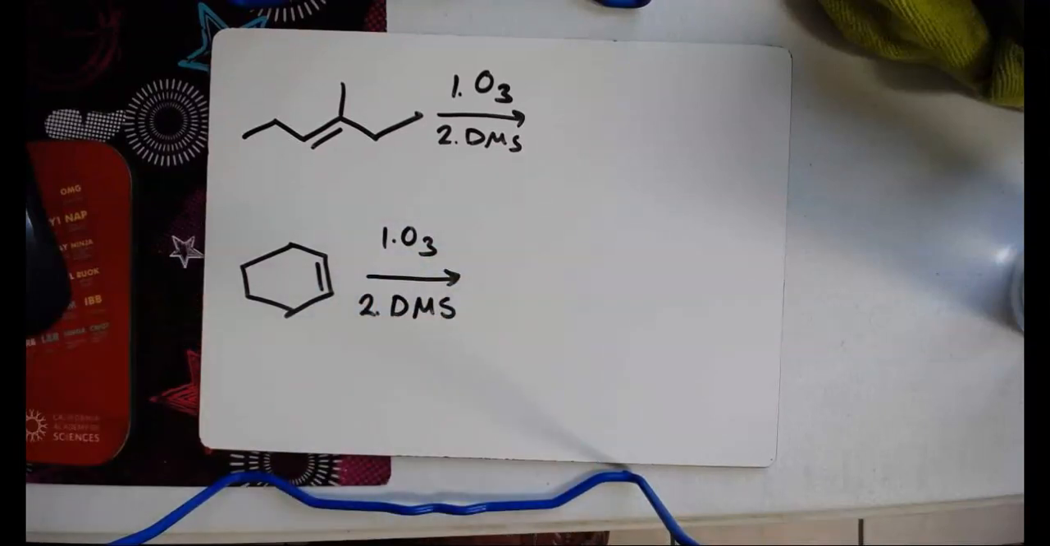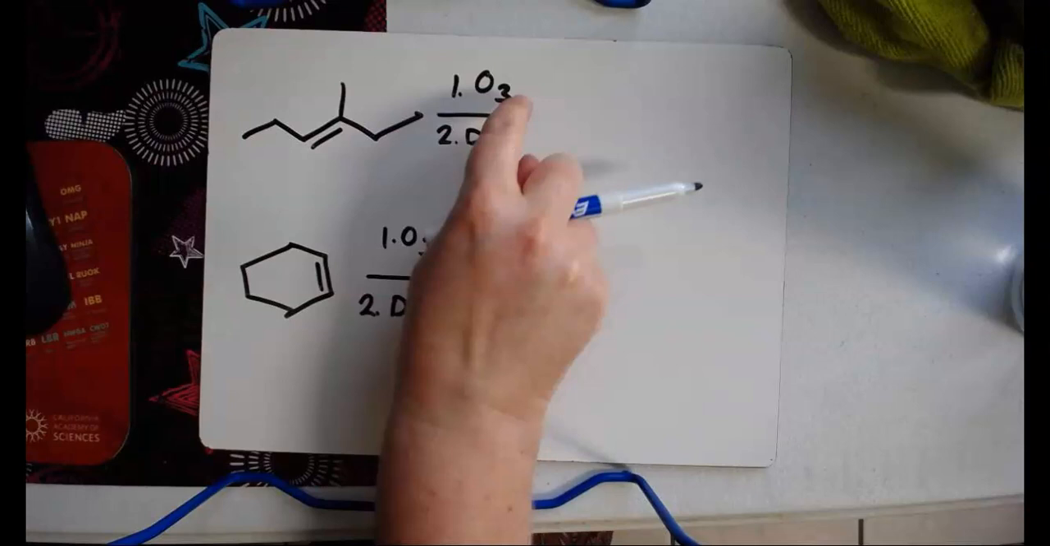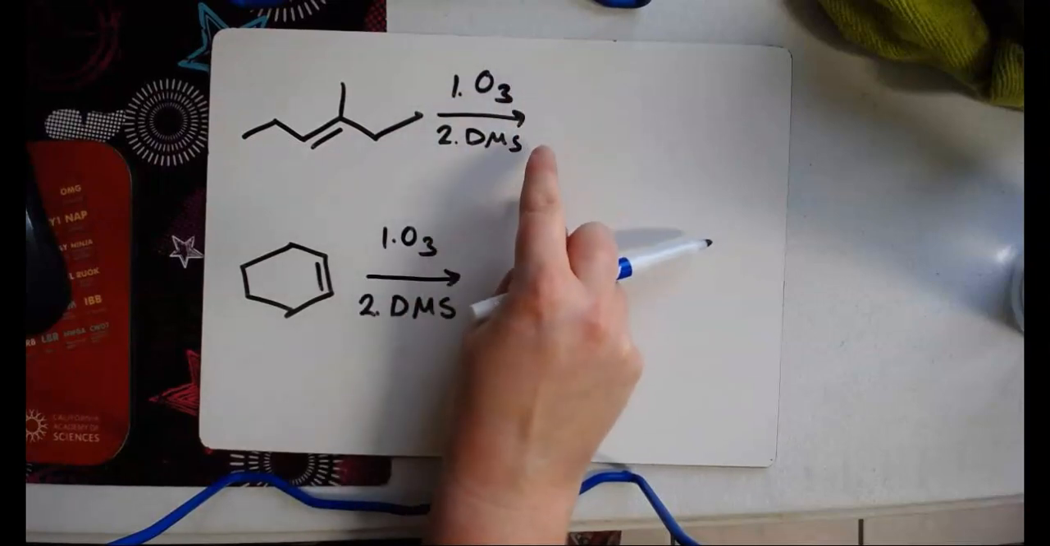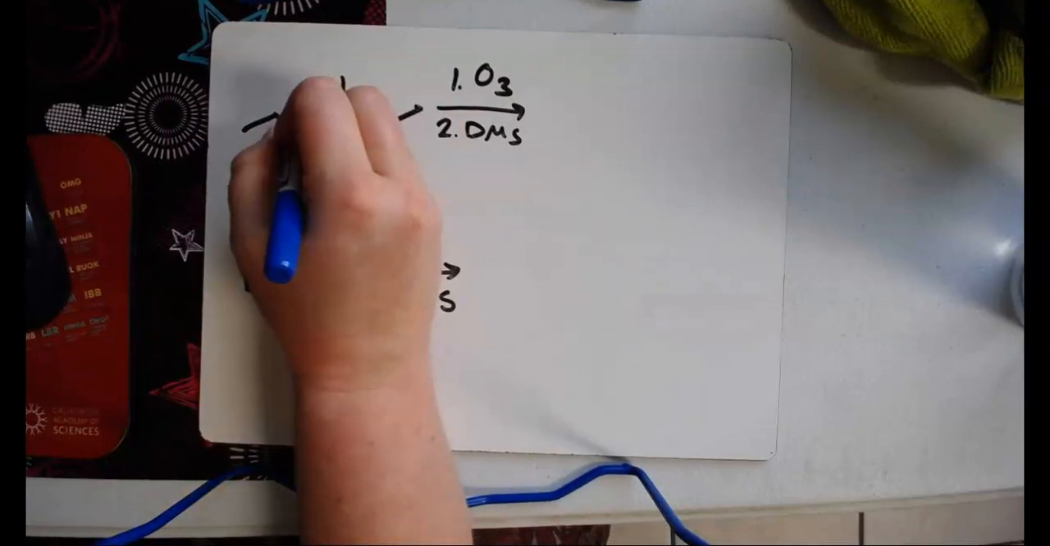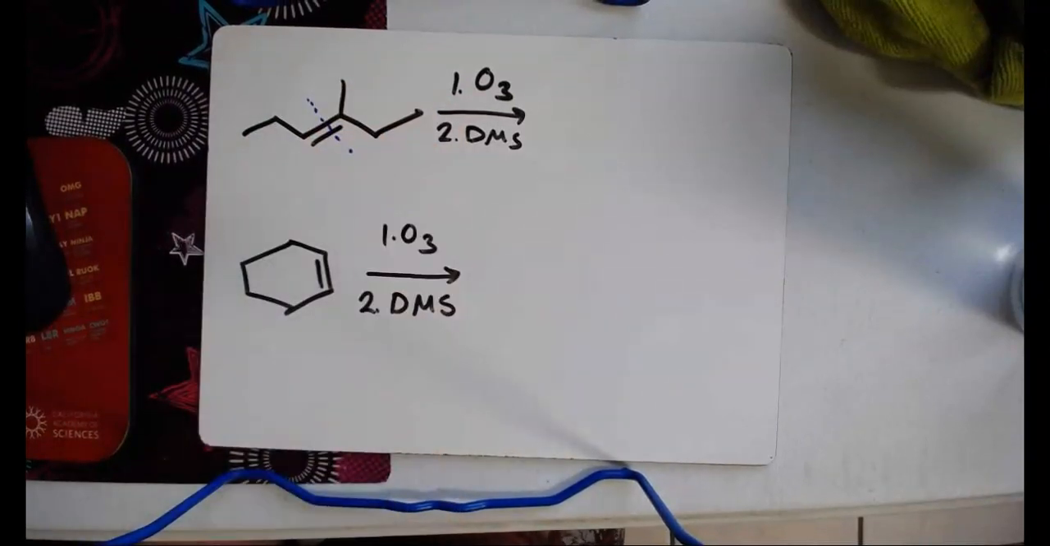Okay, so I have my alkene and I'm going to react it with ozone, and I'm going to react it with DMS in that second step. We are not looking at the mechanism for this one. It's a little bit more complicated than we need to get. So it is there if you want to see how it works, but this is how we pretend it works. We just cut that molecule right in half.